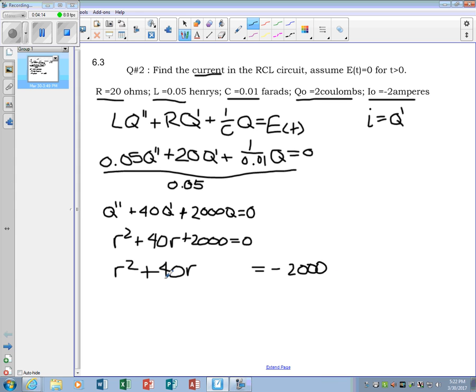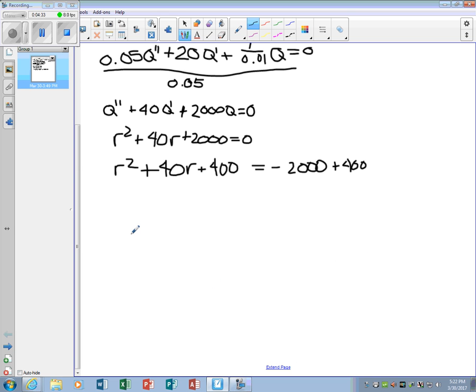When we divide this 40 by 2 and then square it, we get 400. So plus 400, and then plus 400 on this side as well, because you've got to keep it even. And we see that this is (r plus 20) all squared, a perfect square, and this equals negative 1,600.